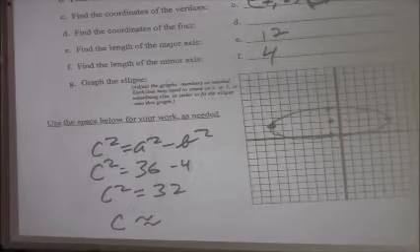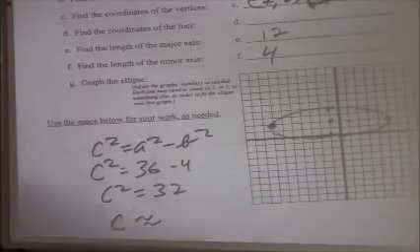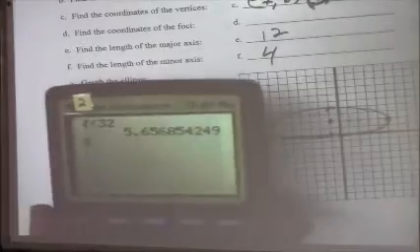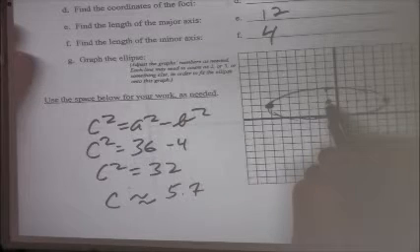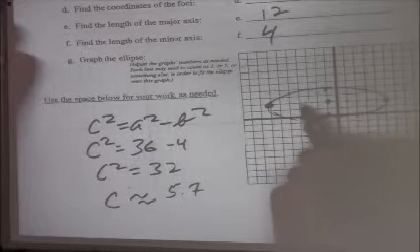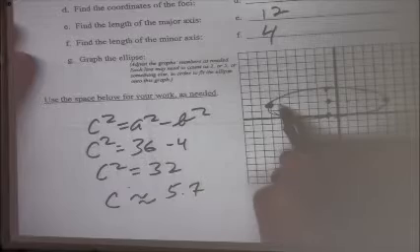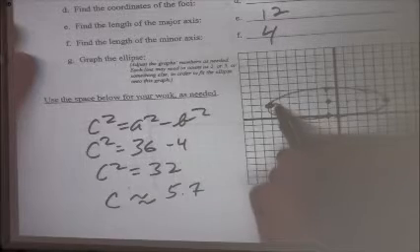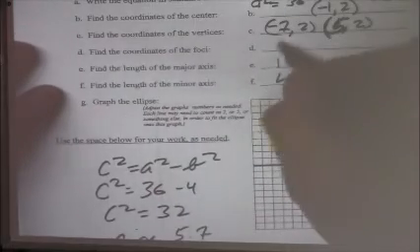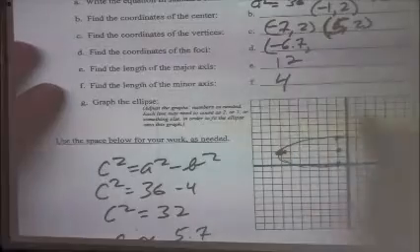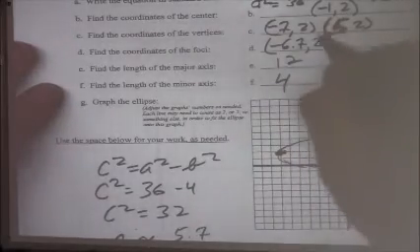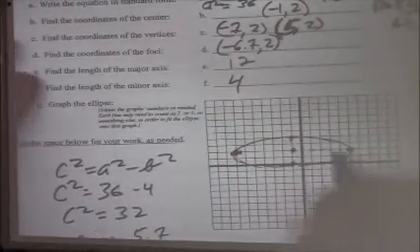The square root of 32. 5.65 rounds to 5.7, so approximately 5.7. So if I'm at -1 and I subtract 5.7, it's going to be at -6.7. So it's actually going to be very close there. And so it's negative, the x is going to be -6.7 and still 2, because we're still on the y equals 2 line.